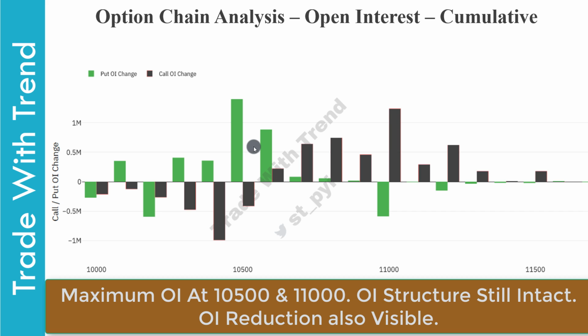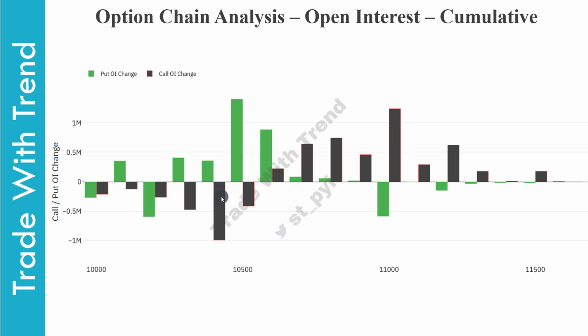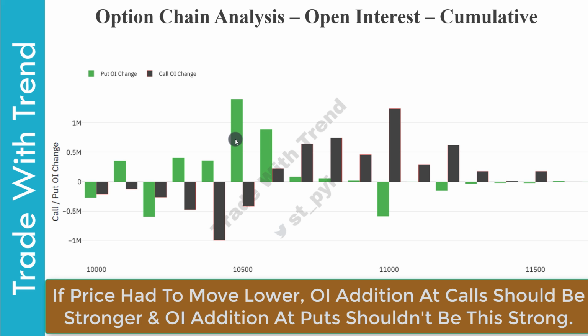Now let me explain this to you. While open interest addition at 10,500 and 11,000 is strong, it's important to note that open interest reduction is mainly noted in the 10,400 call option and 10,500 call option. If price indeed had to move lower, such strong support at the 10,500 put option in terms of open interest shouldn't have existed.